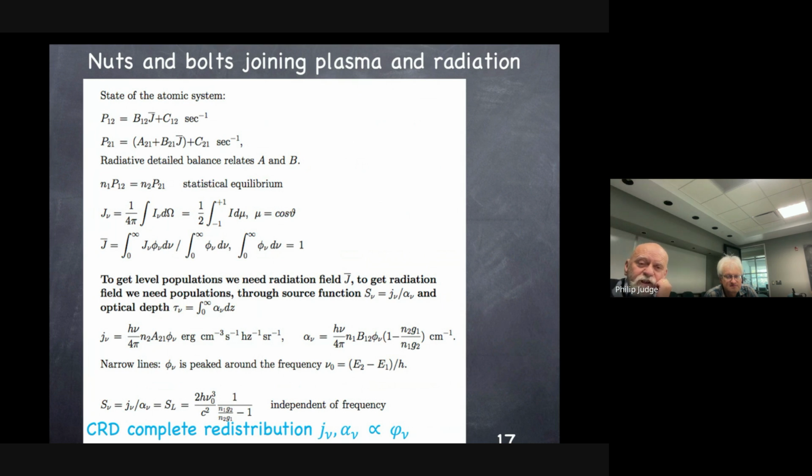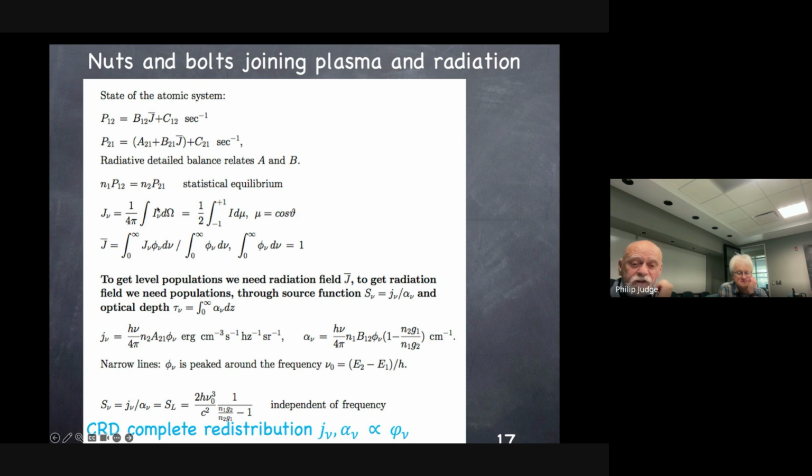The spontaneous emission is A21. And then A and B are related to each other; B12 is related to B21 by thermodynamics. And we have statistical equilibrium. We have the definitions of the J. For a plane parallel atmosphere, it looks like this, where that's the usual cos theta. We have J bar there.